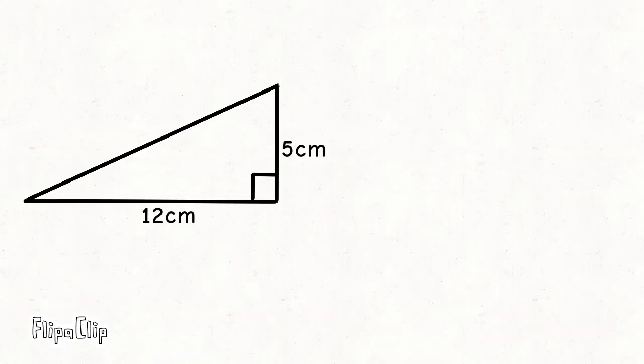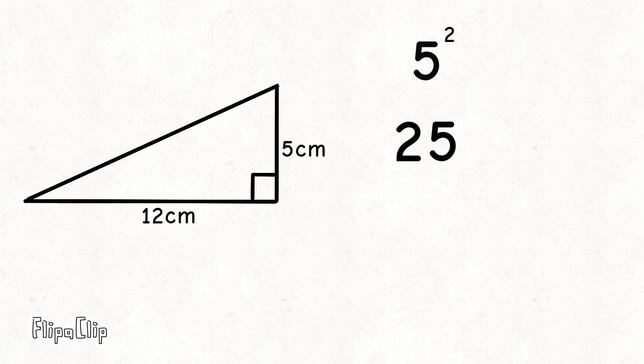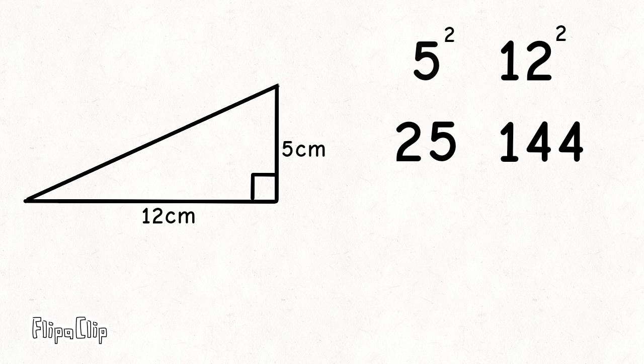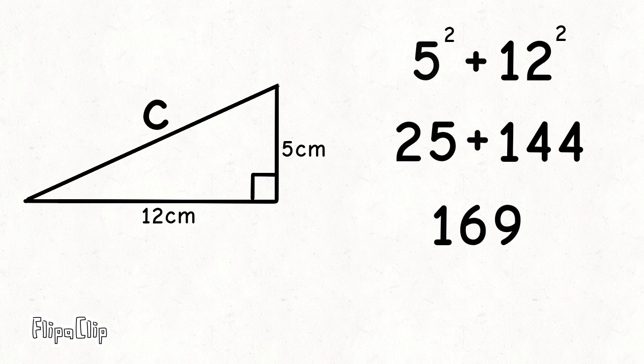Now, what about our second triangle? Will this also hold true? So the height of our second triangle is 5 centimeters. Let's square that value. 5 squared is equal to 25. The base of this triangle is 12 centimeters. Let's square that value. 12 squared is 144. Now let's add these two. 25 plus 144 is equal to 169.